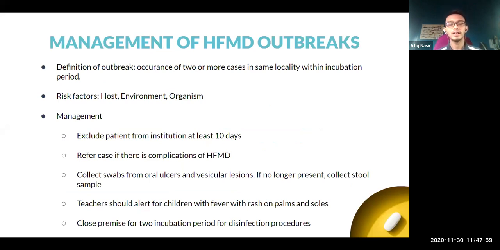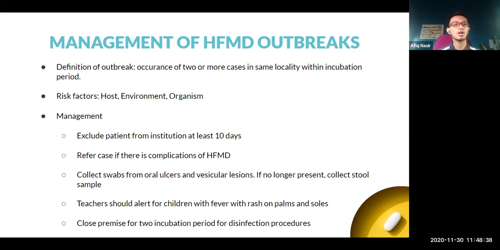I mentioned earlier that hand, foot, mouth disease can happen in outbreaks, not usually in sporadic cases. In outbreaks, it usually involves enterovirus A71. An outbreak is defined as the occurrence of 2 or more cases in the same locality, for example in one place such as school areas or a care center, within the incubation period. The incubation period of HFMD is 3 to 5 days.